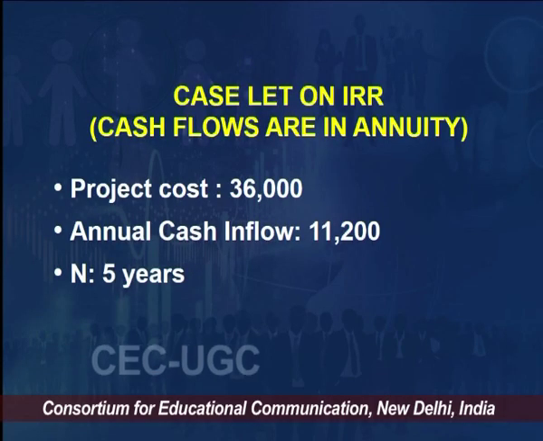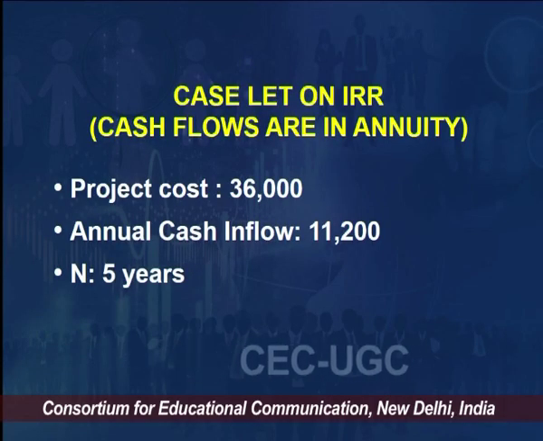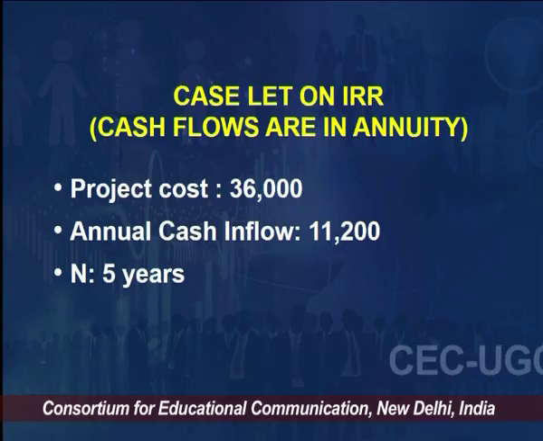So, let us take this example, the caselet. The project cost we are assuming is 36,000, and annual cash inflows are 11,200. Annual means annuity, right. So, it says annual cash inflow, and N is 5 years. So, how will we calculate?